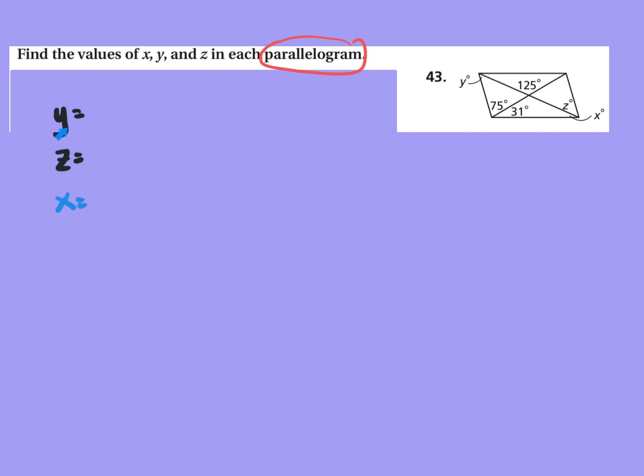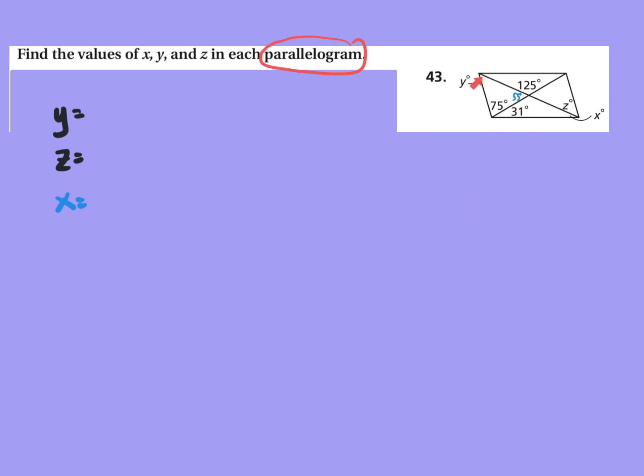So how can we find y? Well, let's draw our attention to this 125-degree angle. It is a linear pair with this angle right beside it. Therefore, this angle here is 55 degrees.